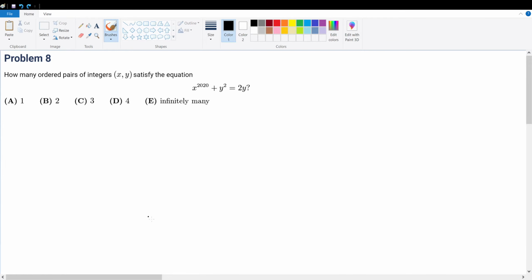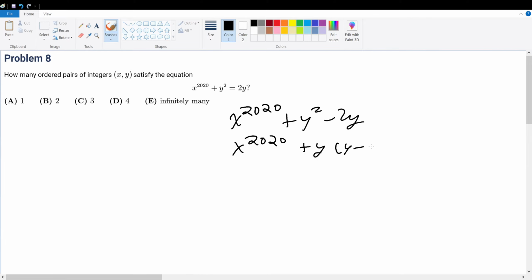Problem A. How many ordered pairs satisfy the following expression? So I don't know any other better way except to guess and check from the solution. So if that's the case, what can we say? We can say x to 2020 plus y times y minus 2 is equal to 0. In this case, how can we solve this question?